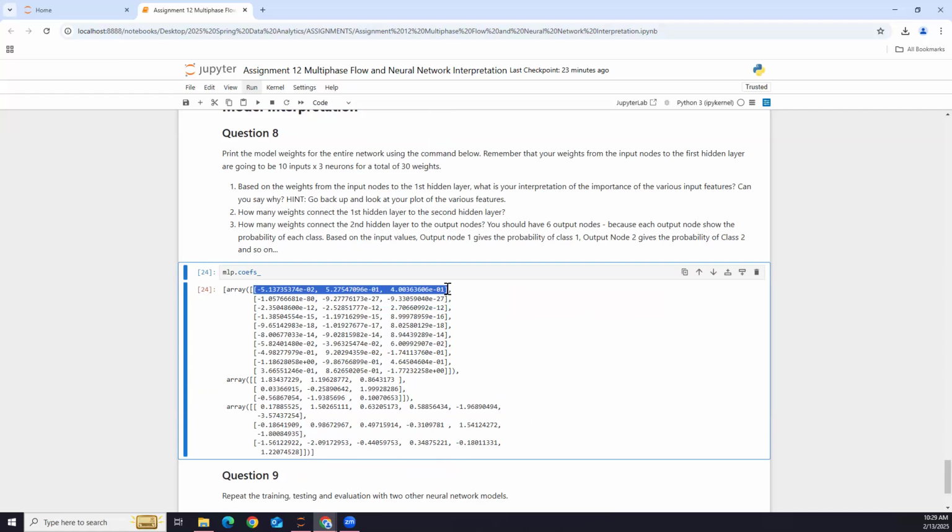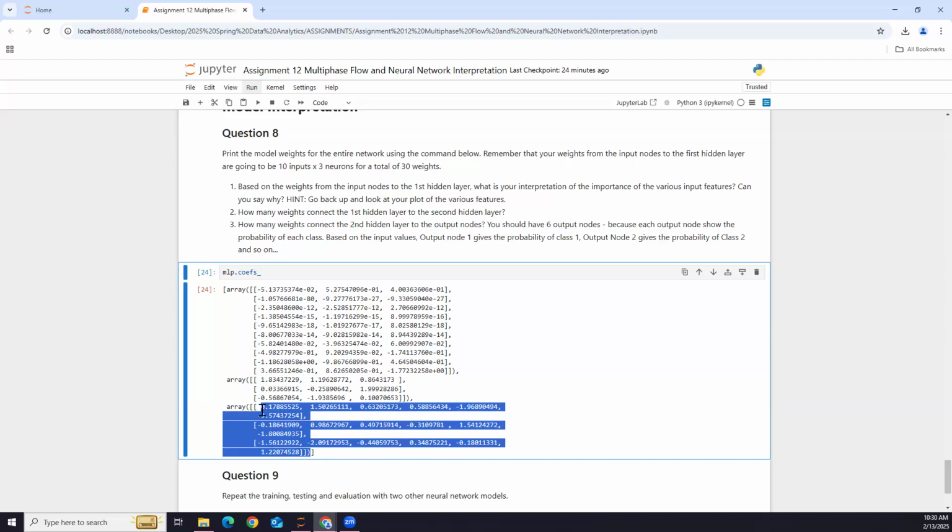numbers. This denotes the weights going to the 3 hidden neurons from the first input. Then I have the weights going to the 3 hidden neurons from the second input. Then I have the weights going to the 3 hidden neurons from the third input, all the way down to the weights to the 3 hidden neurons from the 10th input. And here I have the weights going from the 3 hidden neurons in the first layer to the 3 hidden neurons in the second layer. And then I have the weights going from the 3 hidden neurons in the second layer to the 6 output classes, or the 6 output nodes.